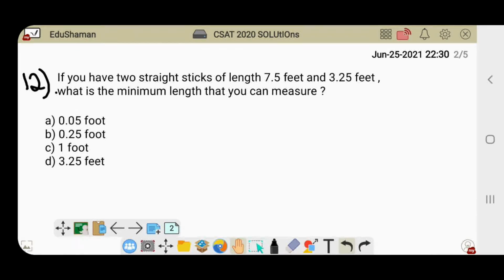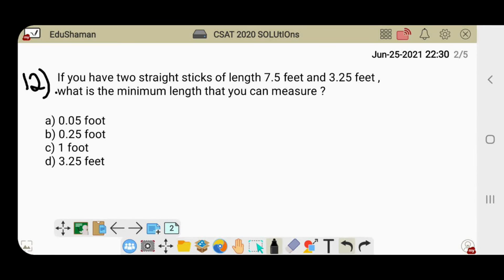Okay, we have this 12th question, which is an interesting question. If you have two straight sticks of length 7.5 feet and 3.25 feet, what is the minimum length that you can measure? The options are A 0.05 foot, B 0.25 foot, C 1 foot, and D 3.25 feet.